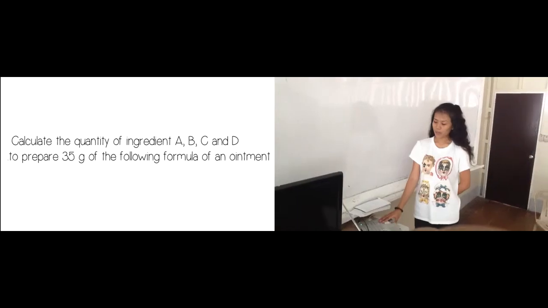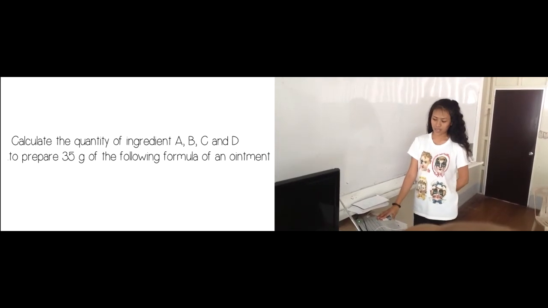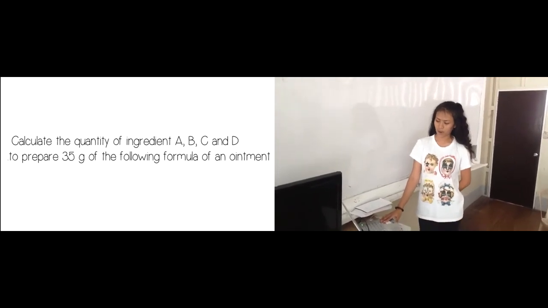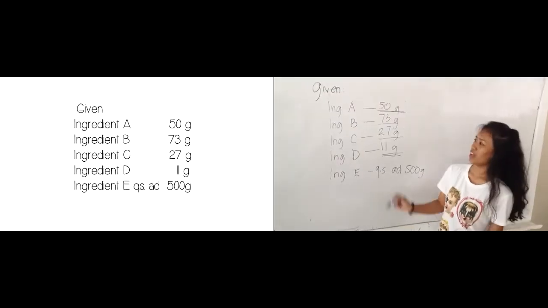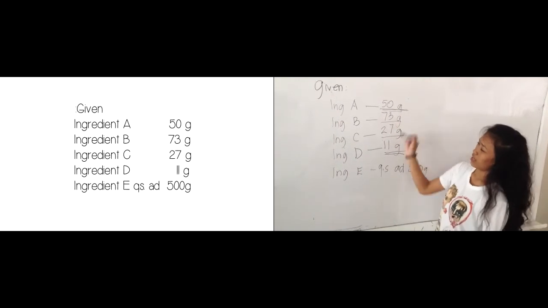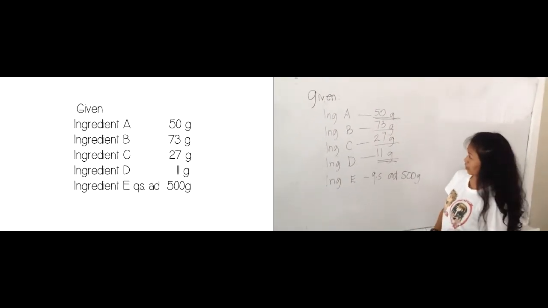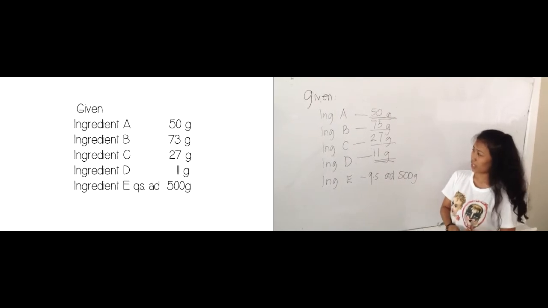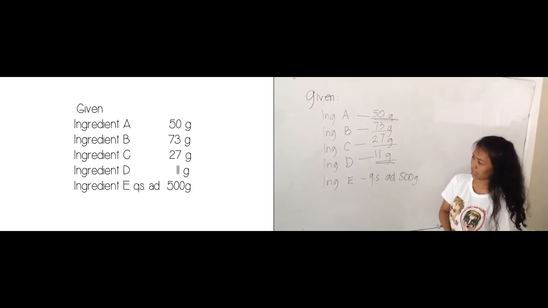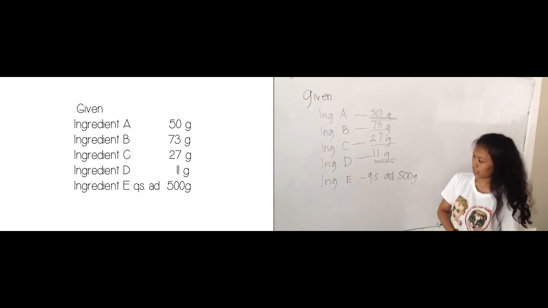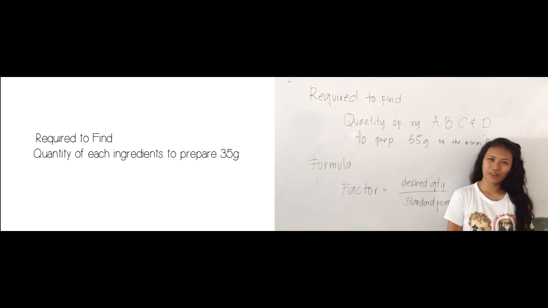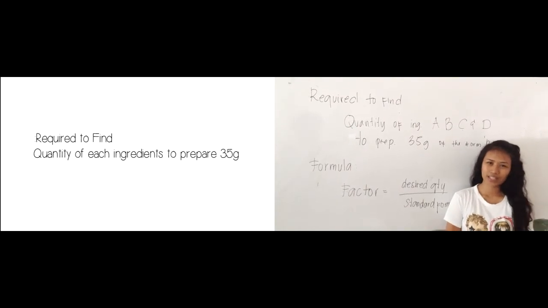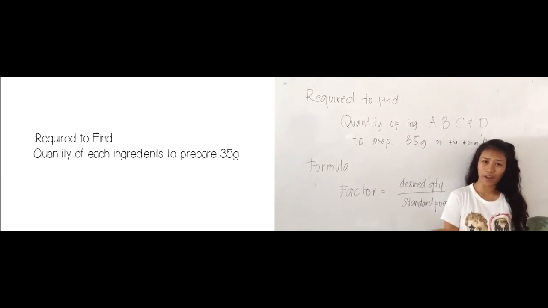The problem will be: calculate the quantity of ingredient A, B, C, and D to prepare 35 grams of the following formula of an ointment. The given will be ingredient A, 50 grams, ingredient B, 73 grams, ingredient C, 27 grams, ingredient D, 11 grams, ingredient E to make 500 grams. We are solving for the quantity of ingredients A, B, C, and D in order to prepare 35 grams of the formulation.